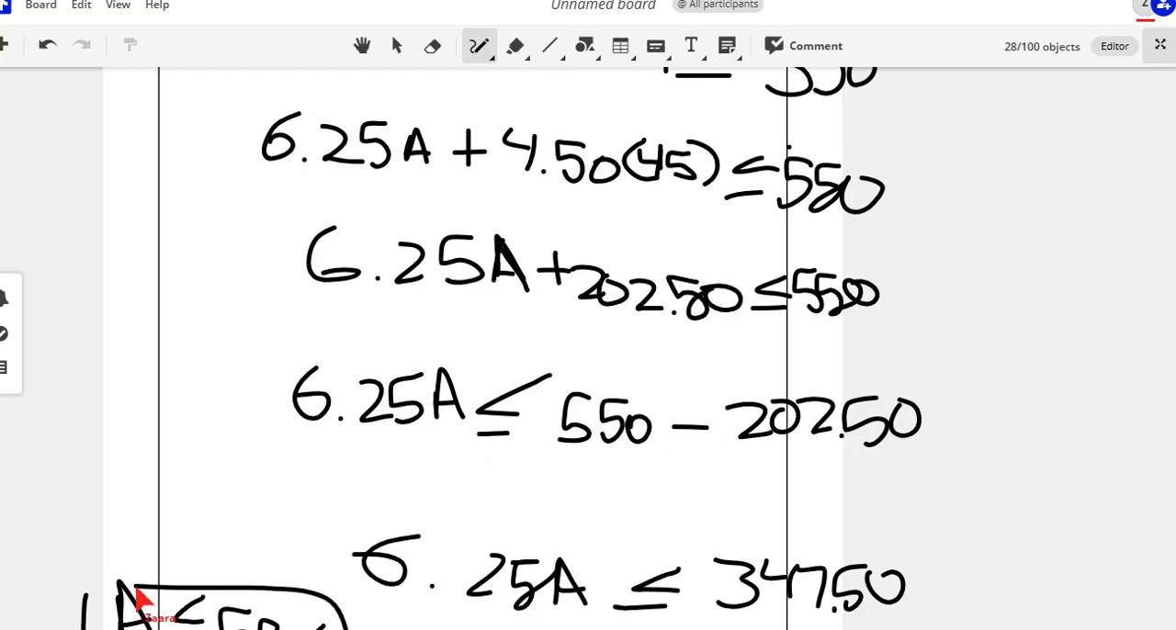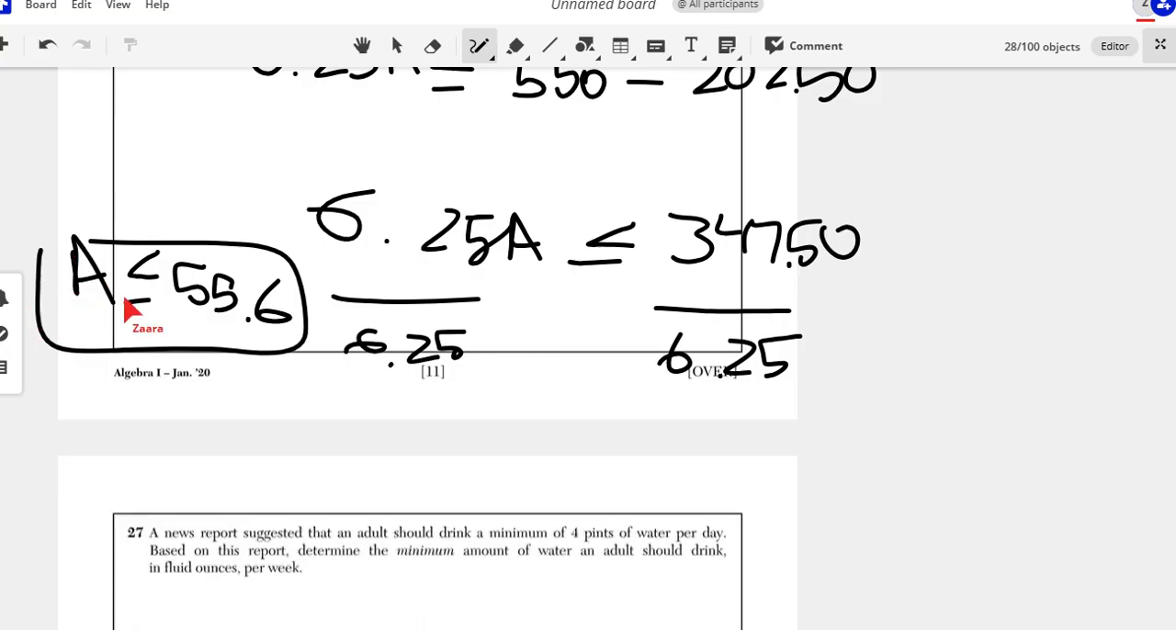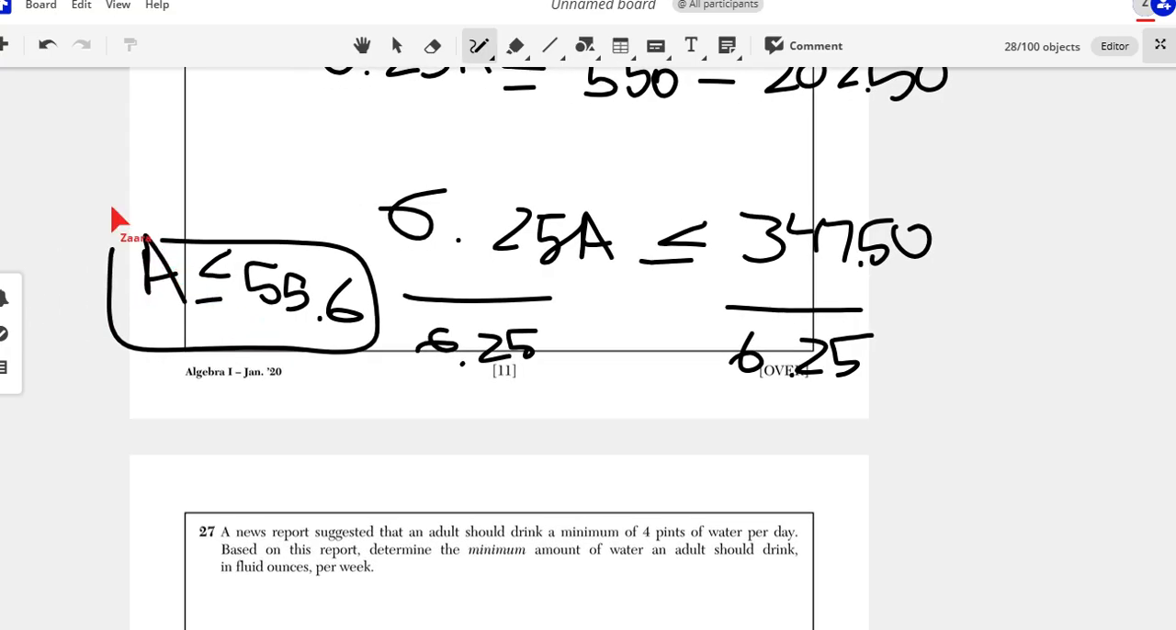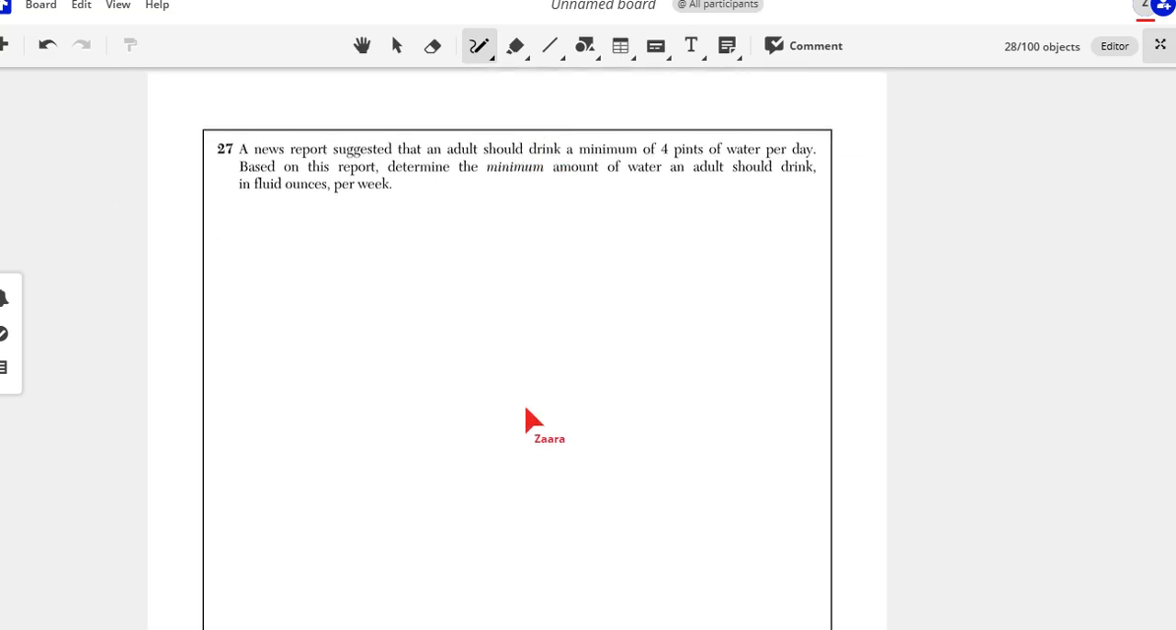Maria can only purchase full t-shirts. The maximum number of adult size t-shirts she can purchase is 55. Okay, that's what I got. Excellent. Good. Next. Okay, 27.